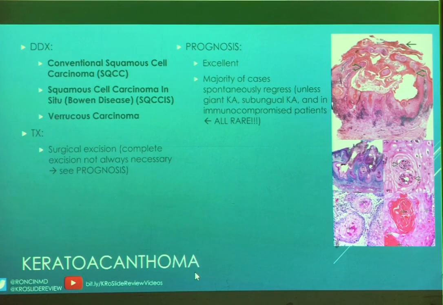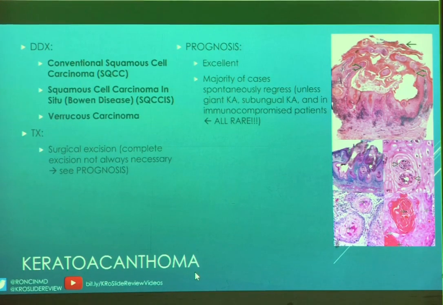Okay, moving on. Excellent prognosis with these, and the majority of cases spontaneously regress. So again, if most of them regress on their own, does it necessarily matter if you get the entire lesion out? Not necessarily. The caveat to that is if it's a giant keratoacanthoma, I mean a 10 centimeter lesion regressing on its own, I don't know.